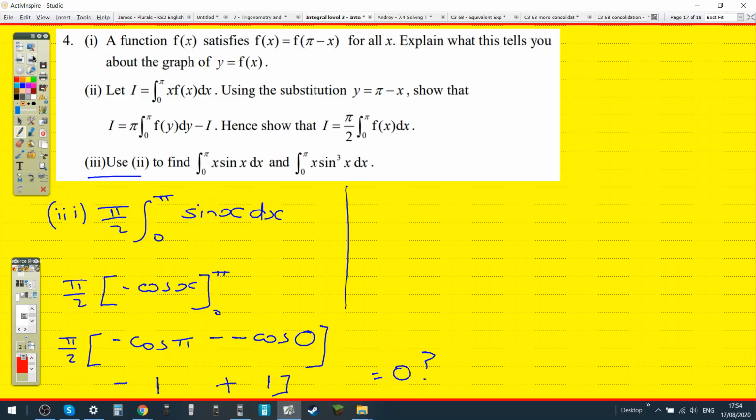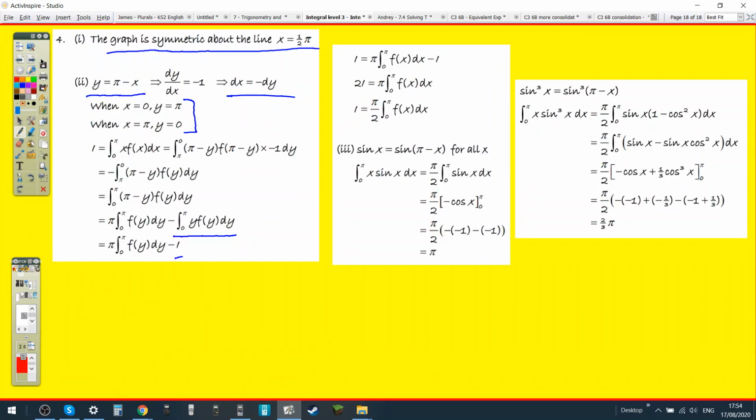I think so. Sine x is equal to sine of pi minus x. That's true.